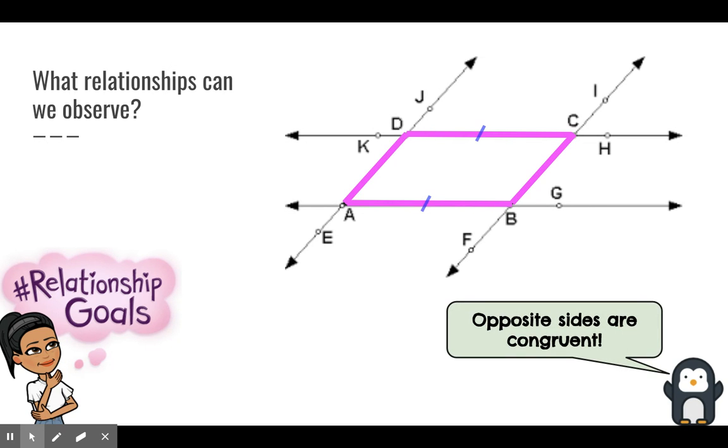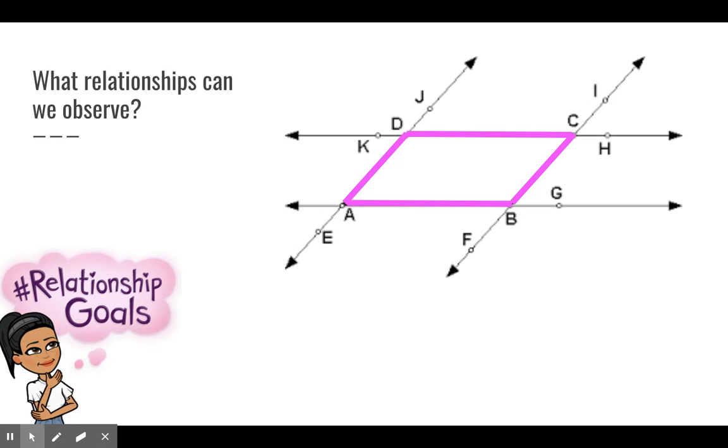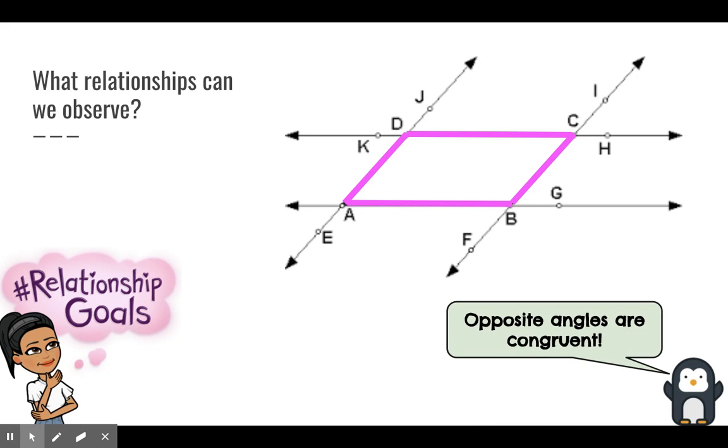Now, looking at parallelograms, we have already noticed some relationships, but one relationship that we can observe is that opposite sides are congruent. So here we have the opposite sides. They are equal to each other. Also, we have that opposite angles are congruent. So these blue angles are congruent because they are opposite of each other, and these darker blue angles are also congruent because they are opposite of each other.